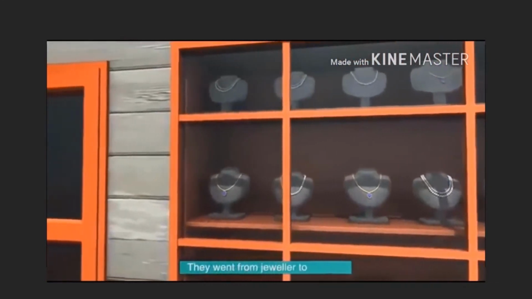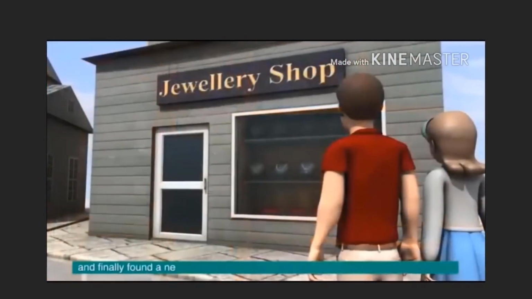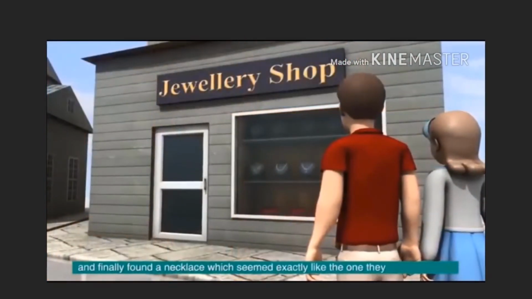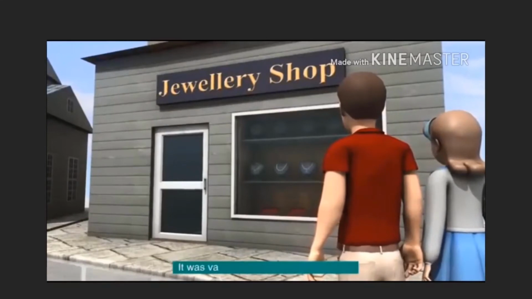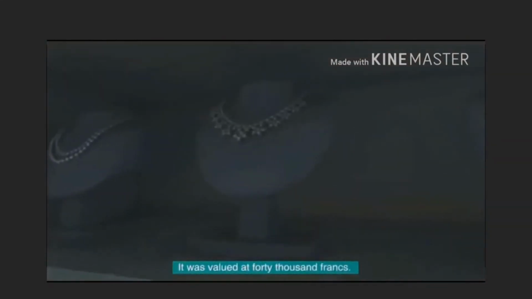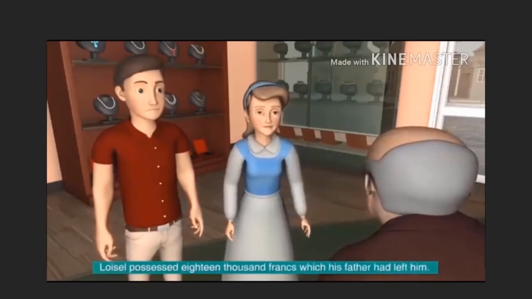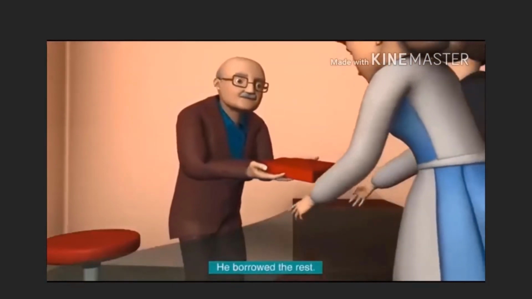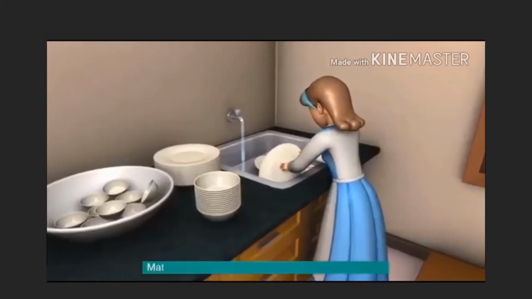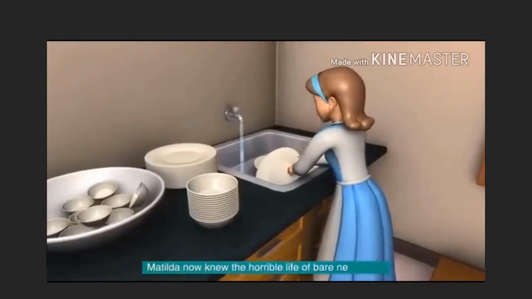They went from jeweler to jeweler and finally found a necklace which seemed exactly like the one they had borrowed. It was valued at 40,000 francs. Loisel possessed 18,000 francs which his father had left him. He borrowed the rest.